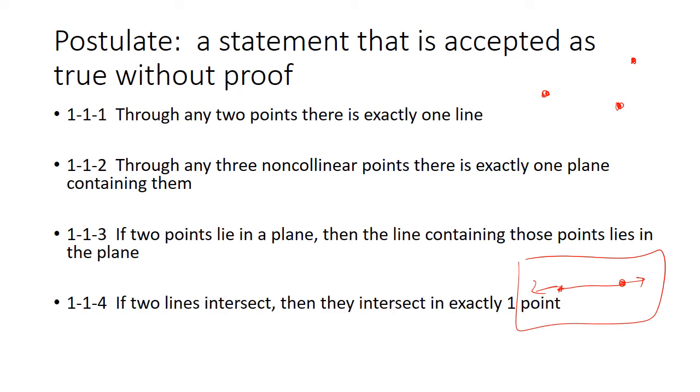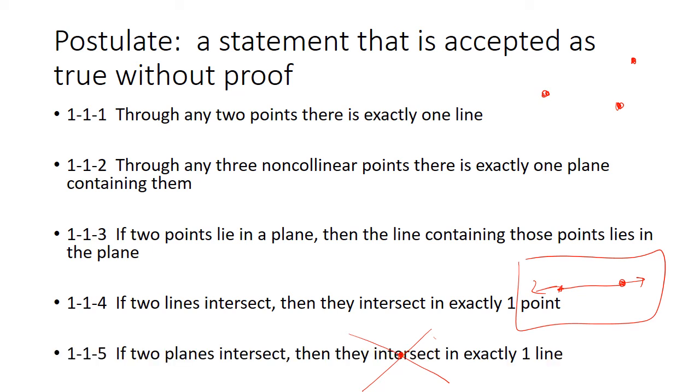Now, if 2 lines intersect, then they intersect at exactly 1 point. So if we have this line here and this line here, they are going to intersect at exactly 1 point. And then the next one, if 2 planes intersect, then they intersect in 1 line. I'm going to have to draw over my words here, but if we take this plane and cut it in half with another plane, then where they meet would be 1 line. I can imagine that the paper is going through the other one.